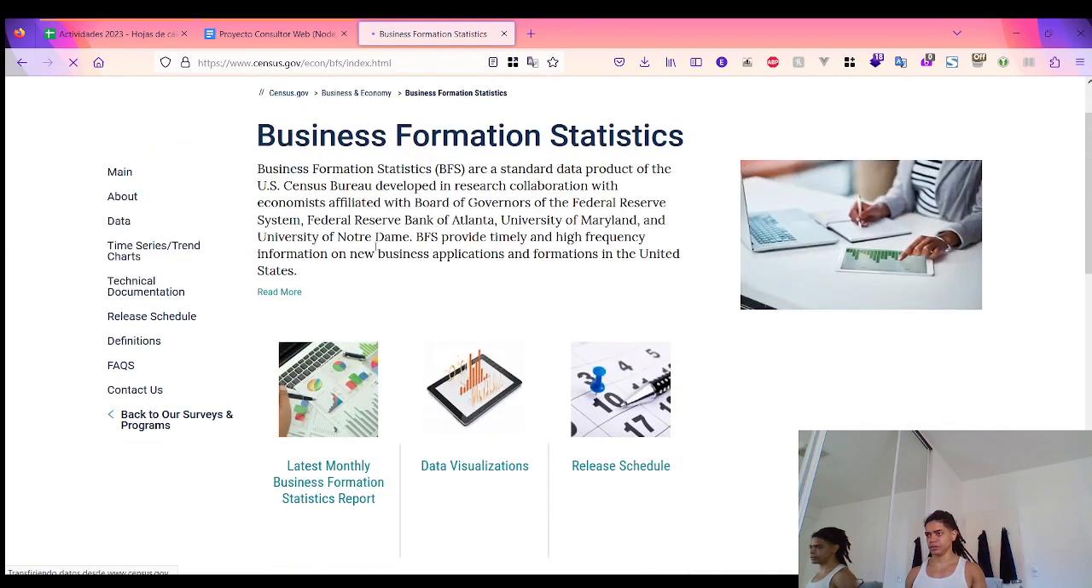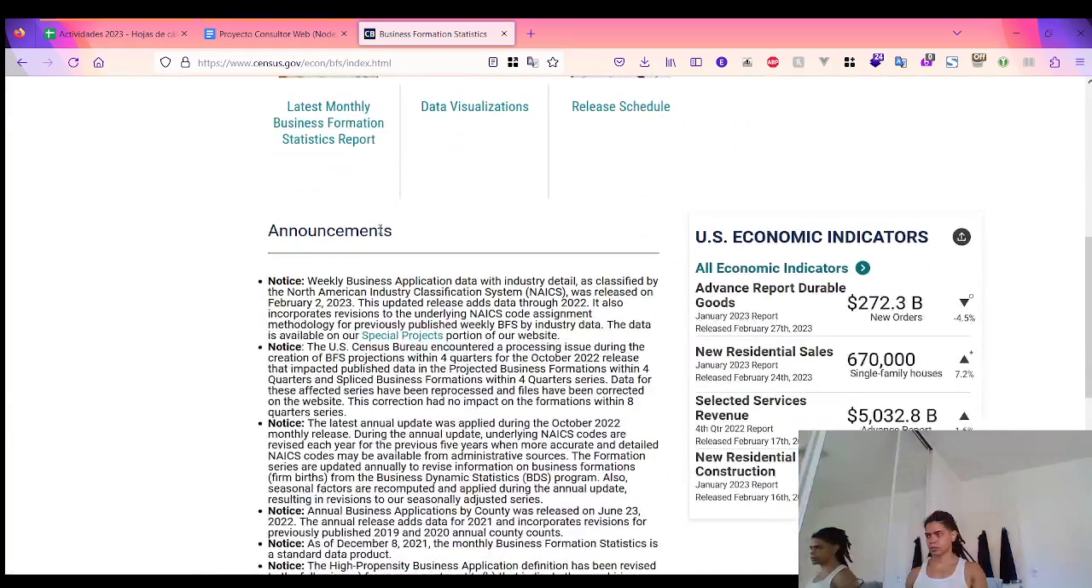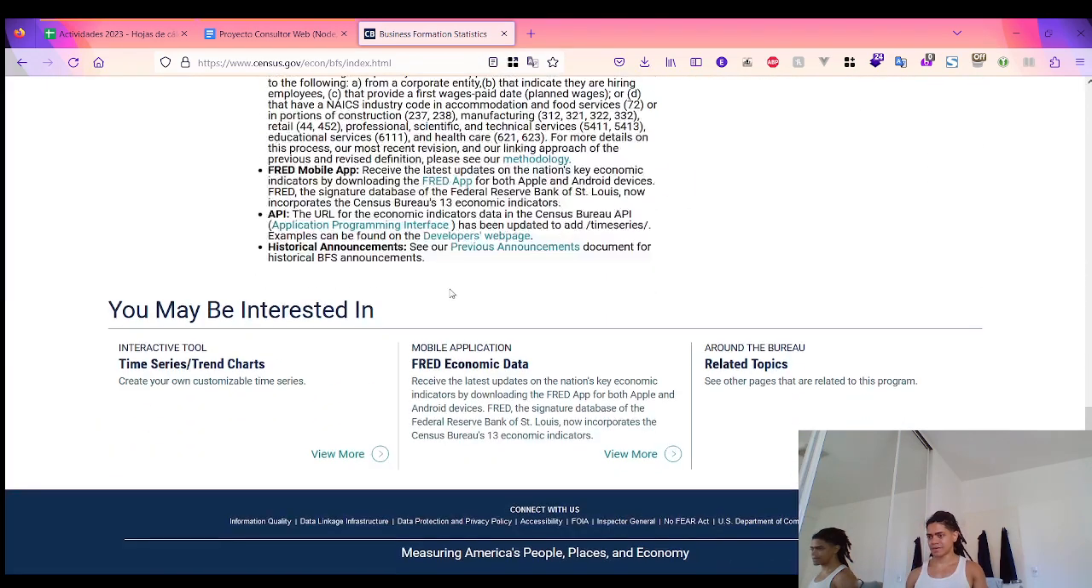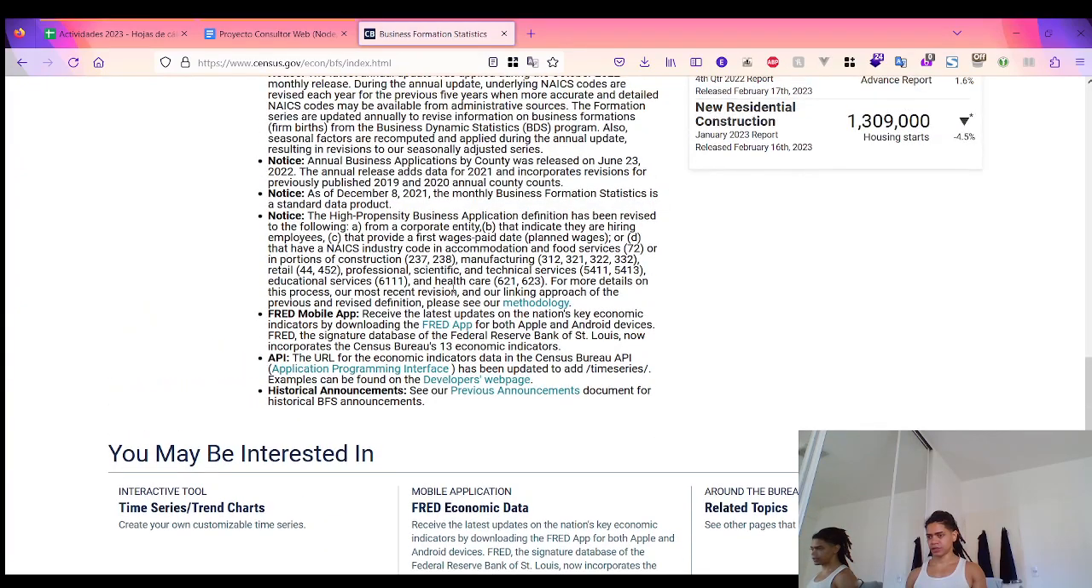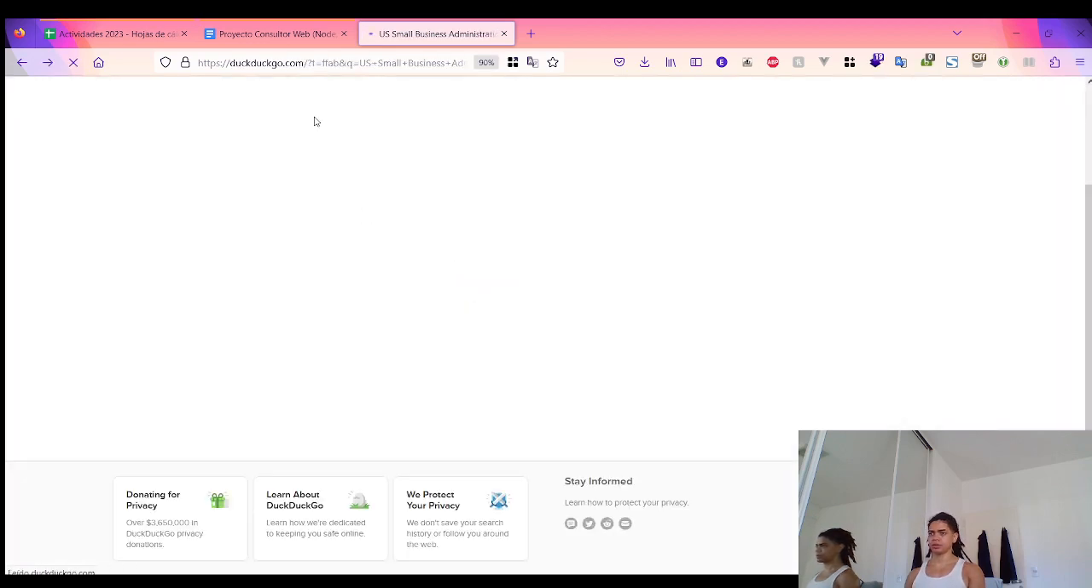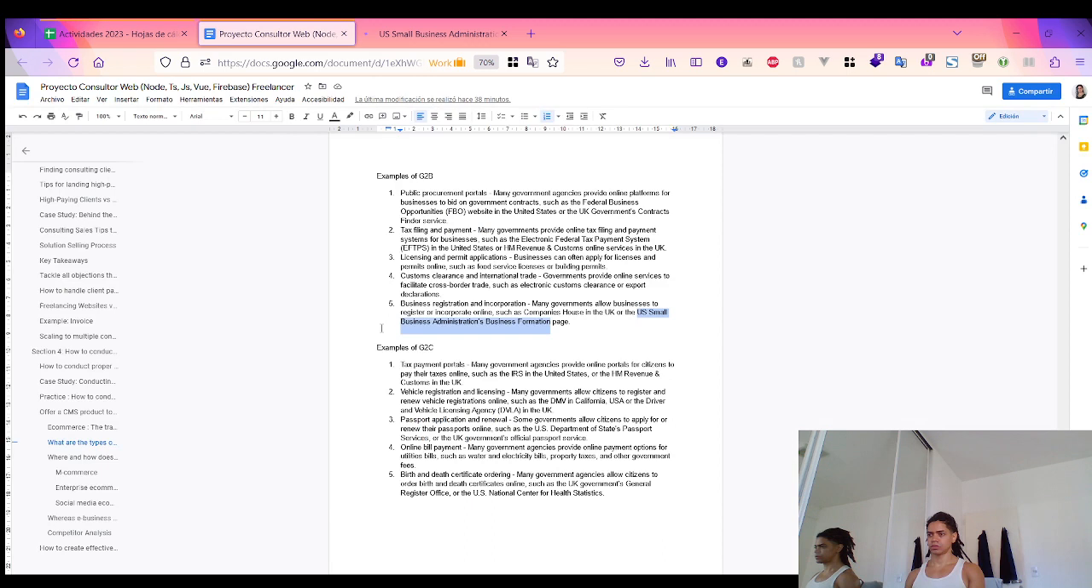Oh, okay, but this is a master's degree level. Advanced report durable goods, new residential sales, single family houses, service revenue, new residential construction. What the hell? Okay, probably owned housing stock. Time series trend charts, economy data. Okay, so that is for business registration and incorporation.